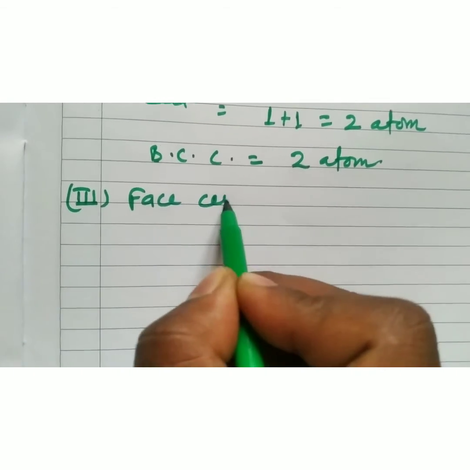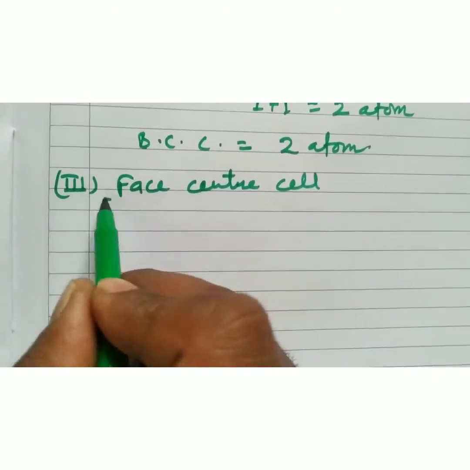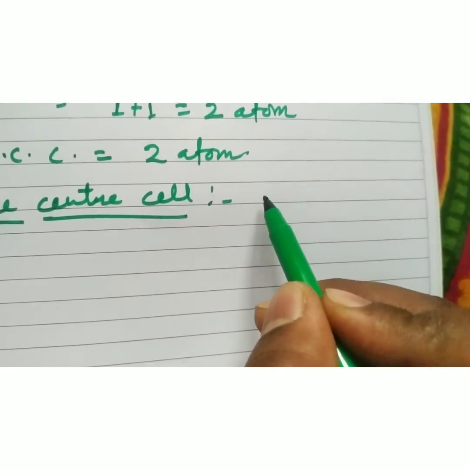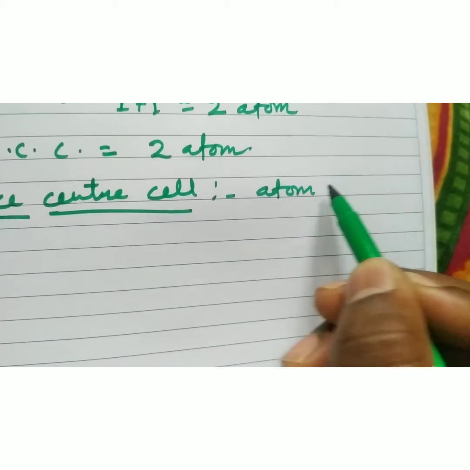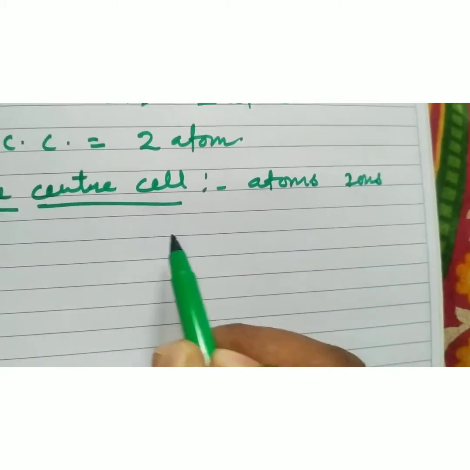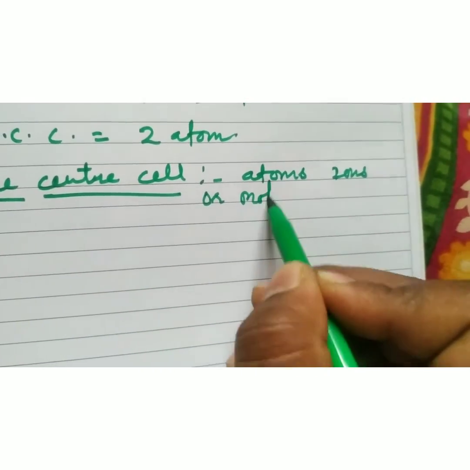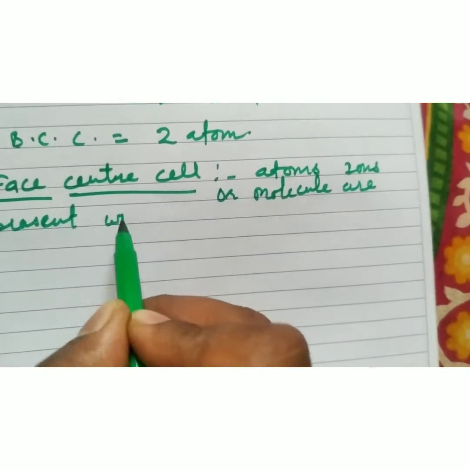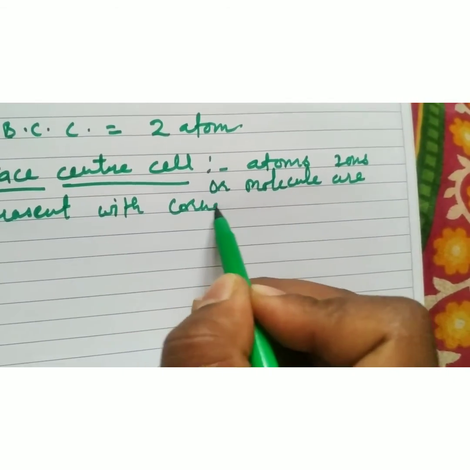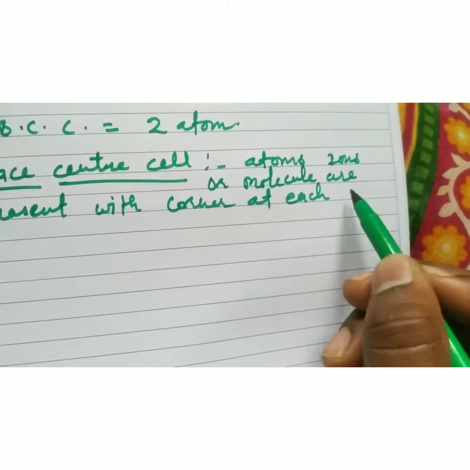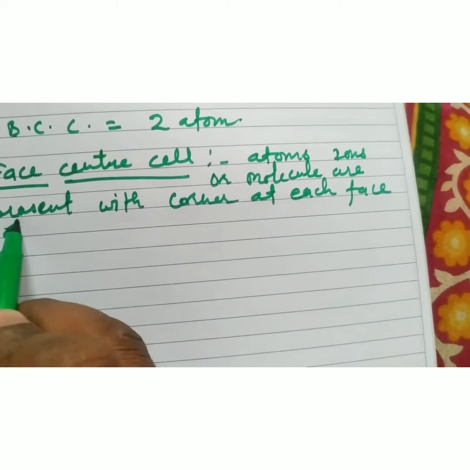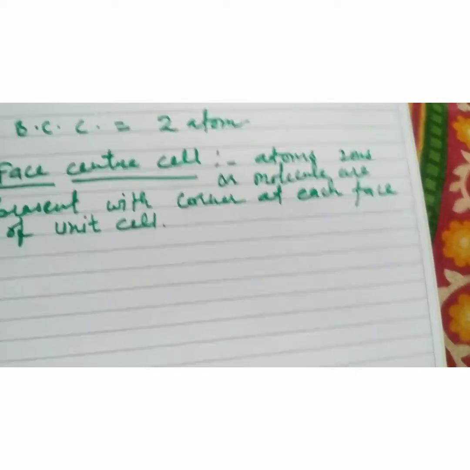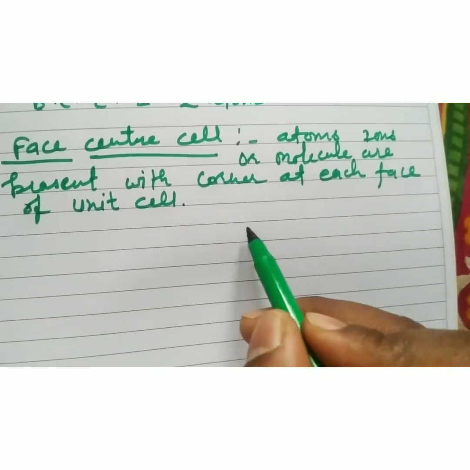Now the third one, the face centered cell. Students, in the face centered cell, atoms, ions or molecules are present at the corners and also at each face of the unit cell. Clear? Now how? Let's take the example.